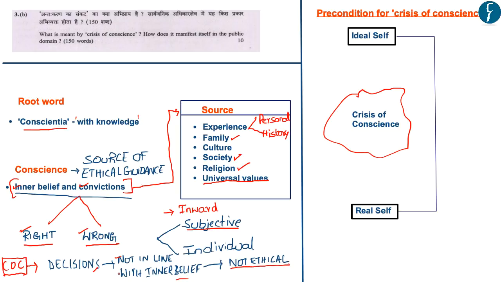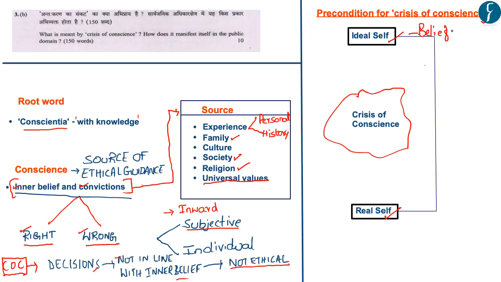Thus, under a state of crisis of conscience, an individual constantly keeps questioning his acts as immoral, as they are not in line with his inner beliefs or convictions of what is right and what is wrong. Besides, a state of crisis of conscience is said to arise in an individual when there is a huge gap between what is called the ideal self and the real self.